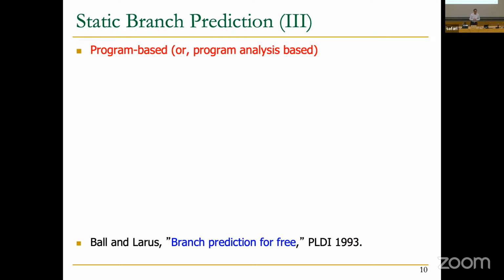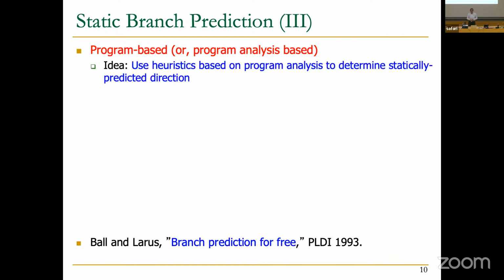Still, static branch prediction is interesting because people have proposed a lot of mechanisms, but in general, it's not going to work very well, as we will see. But there are interesting ideas. This is an interesting idea that was proposed in this paper. I like the title of this paper, Branch Prediction for Free. And these folks basically said that, look, we don't need to do sophisticated profiling. We can just do program analysis. You have a compiler, and the compiler analyzes the program and uses heuristics based on what it finds out to determine statically predicted direction. We will still have a hint bit for each branch, but the way we're going to set the hint bit is going to be based on some heuristics based on what we understand about the program.